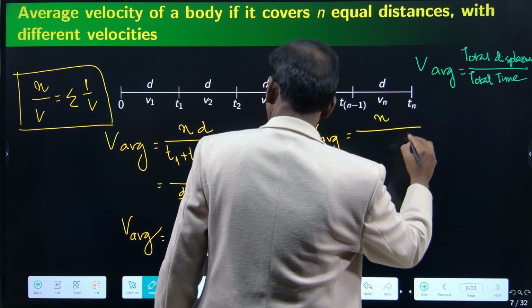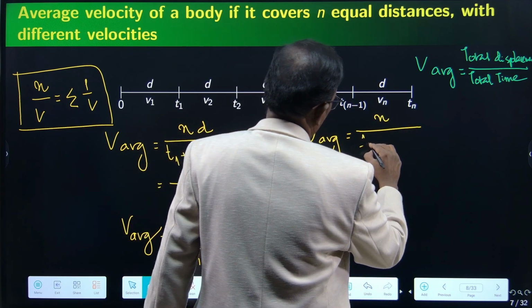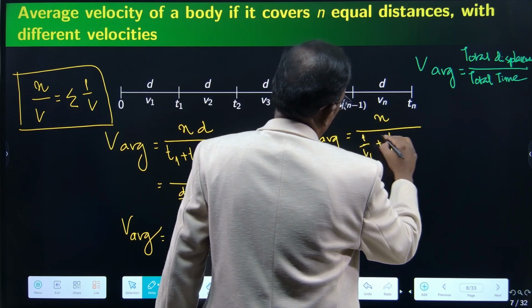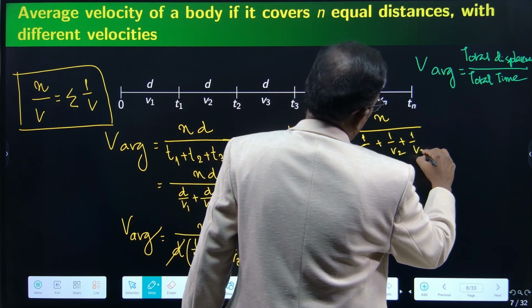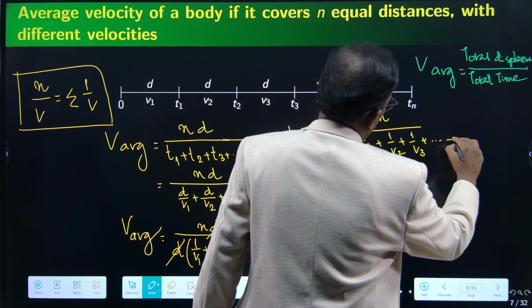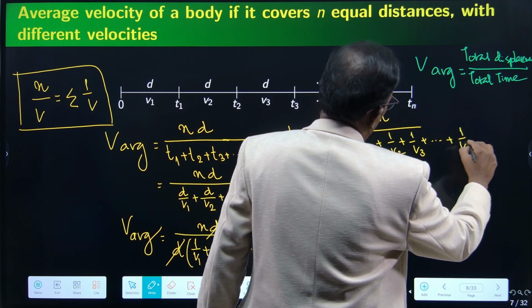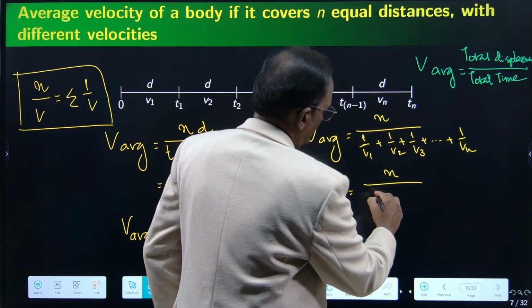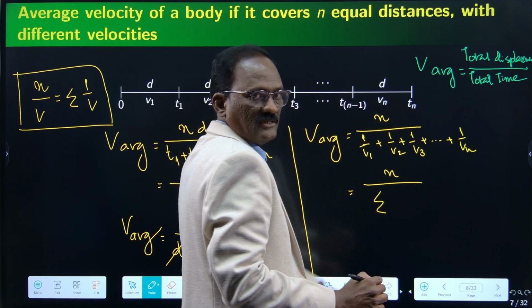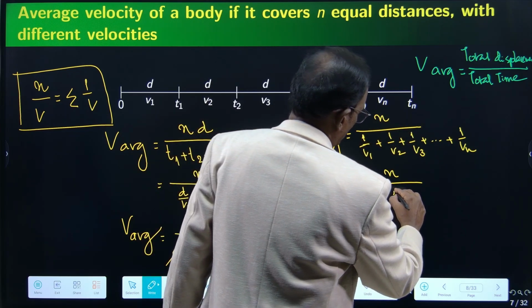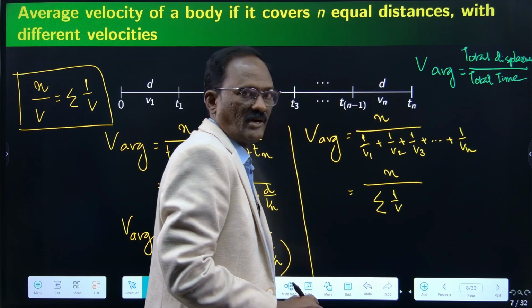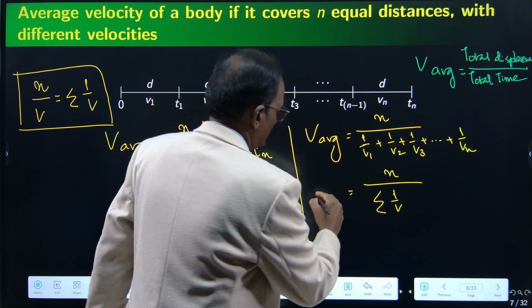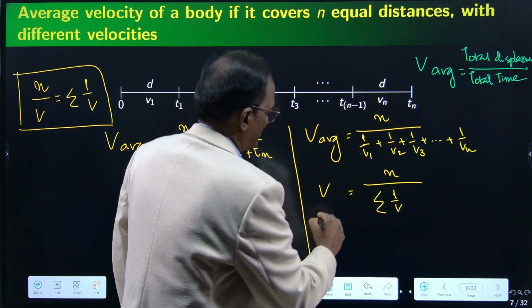n upon 1 by v1 plus 1 by v2 plus 1 by v3 plus dot dot plus 1 by vn. This is sigma, sum of 1 by v, sum of 1 by v up to n intervals. This side it is v average.